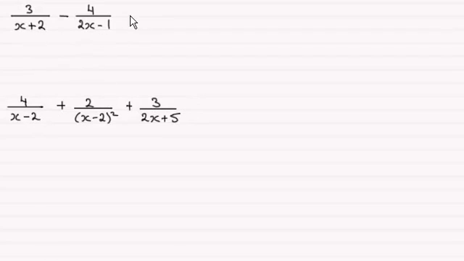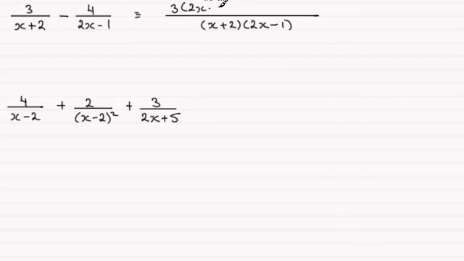If we had something like this, the first thing we'd want to do is say that this is identical, and we would put it all over a common multiple, the lowest common multiple of x plus 2 and 2x minus 1, which would be x plus 2 multiplied with 2x minus 1. And then in the usual way, we'd ask, what do we multiply the bottom here by to get this denominator here? So x plus 2 would be multiplied with 2x minus 1. I would do the same to the top. We'd multiply the 3 with the 2x minus 1.